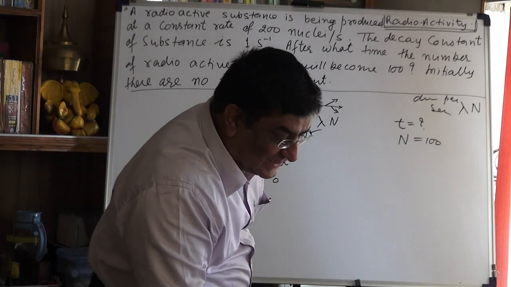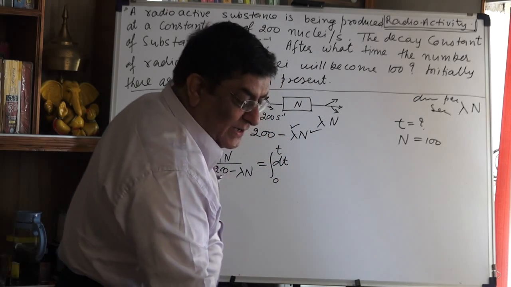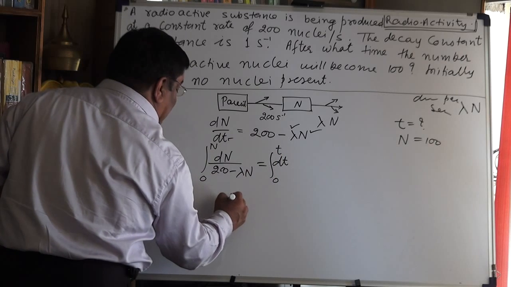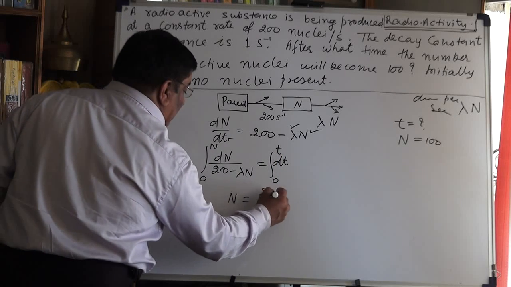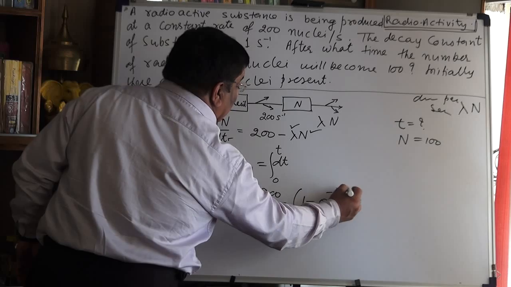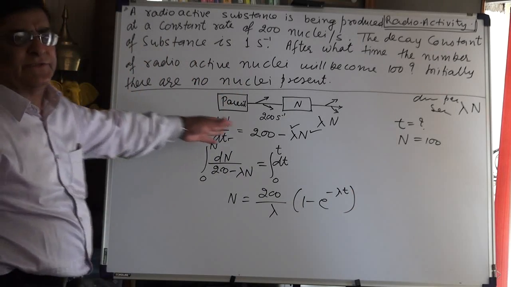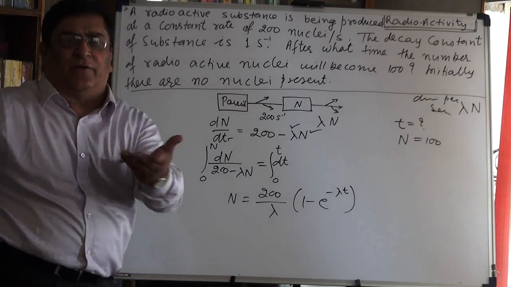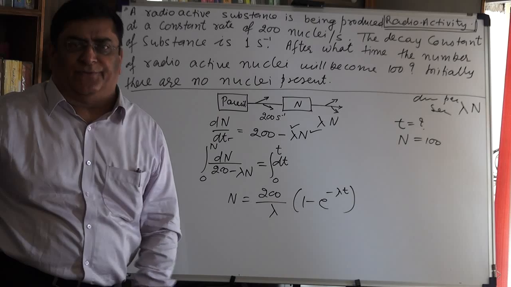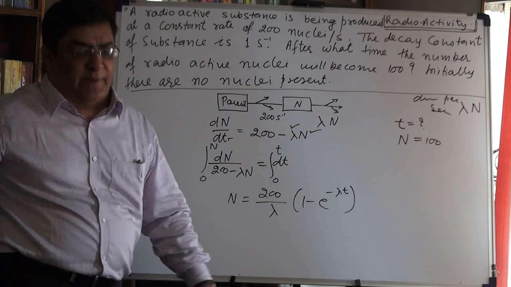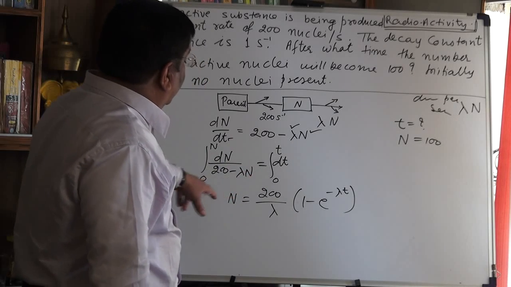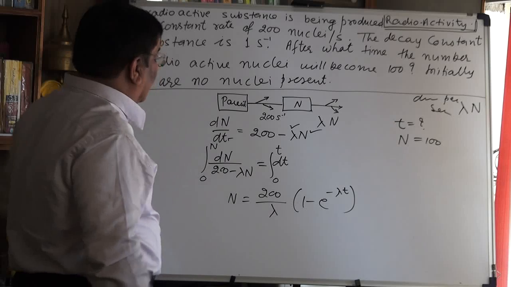I will simply write the result, and this result will be 200 upon lambda. If we solve these, we will find that N is equal to 200 upon lambda times 1 minus e to the power minus lambda t. You can take help of your mathematics teacher, or if you are good in integration calculus, you can do it yourself. Otherwise, I will have to take some time, but it's easy. Okay, now once we have got it, we have to put the values and find the value of t.